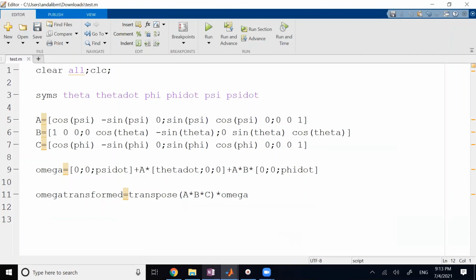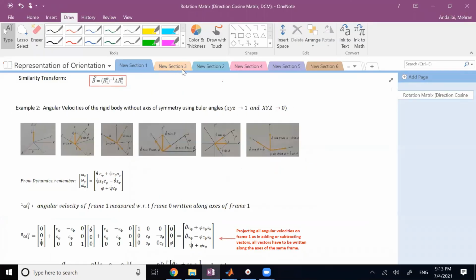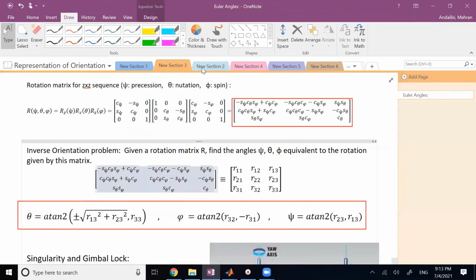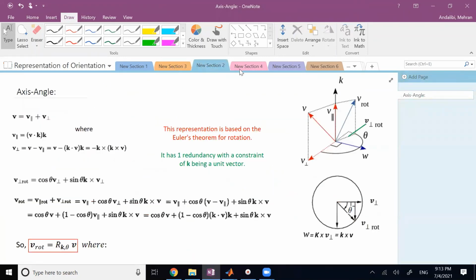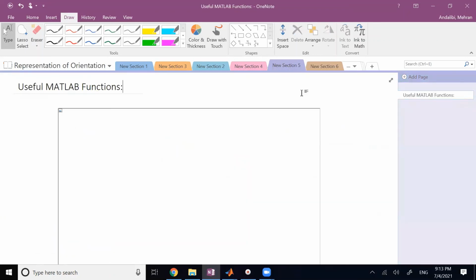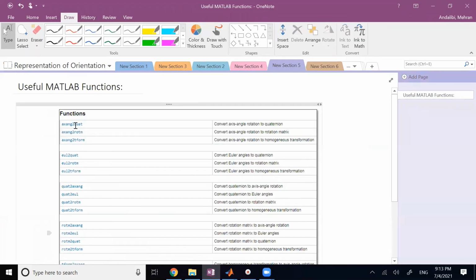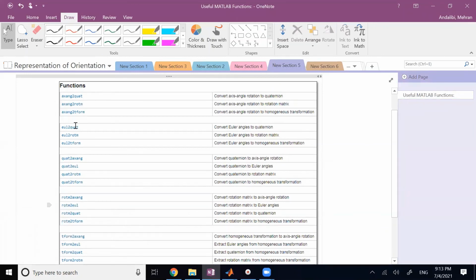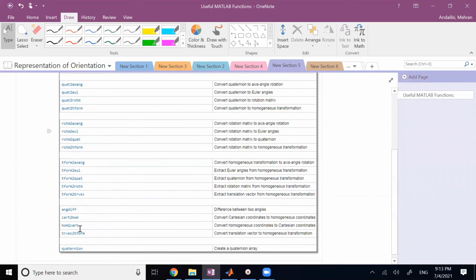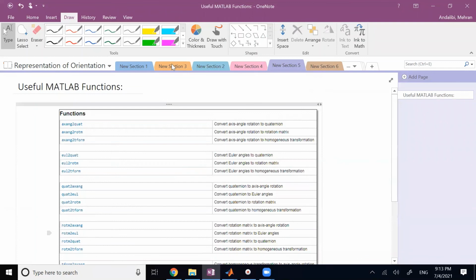Now later, when I show you the other ways of representing rotations, like Euler angle, axis angle, and quaternion, there are lots of commands in the MATLAB Robotics Toolbox which can take one form of the rotation and give you the other form of rotation. I'm going to show you, but these are for future videos, okay?